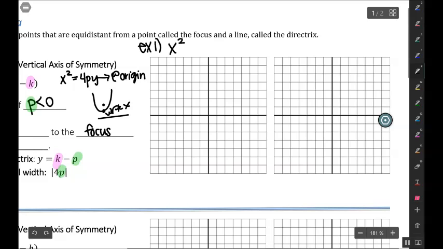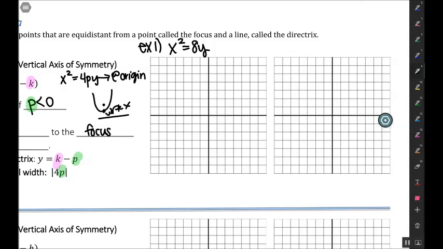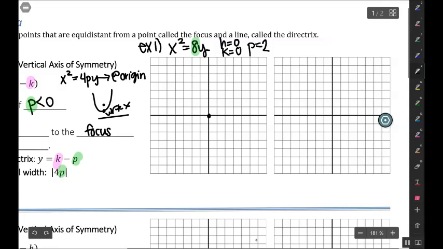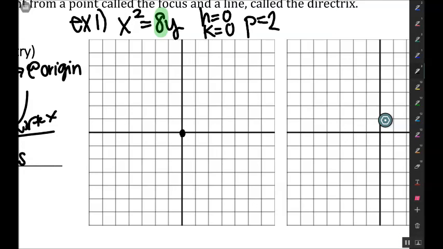So let's do x squared is equal to 8y. Okay, so I already know that h is 0. I know that k is 0. But what about p? So when I'm looking for p, I'm looking at this number that's in front of the y. That is 4 times p. So I have to divide that by 4, and I get that p is 2. So since h and k are 0, 0, we're going to put our vertex at the origin. Since this is positive, it's greater than 0, we're going to open up.